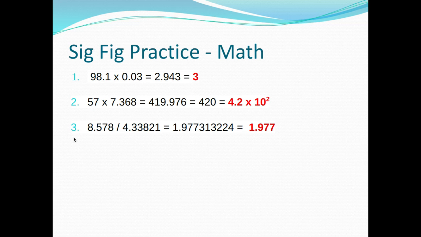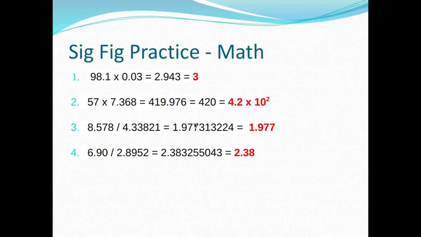Number 3, division. Here's your calculator answer, but I can't keep that calculator answer. How many sig figs do I need? Count my sig figs here. I have 4, all non-zeros, so I'm counting them all. All of these are non-zeros, so I count them all. So I have 6 here and I have 4 here. That means I have to keep 4 in my answer.